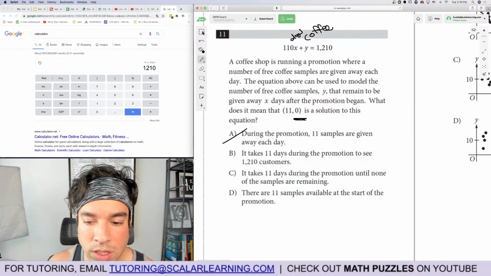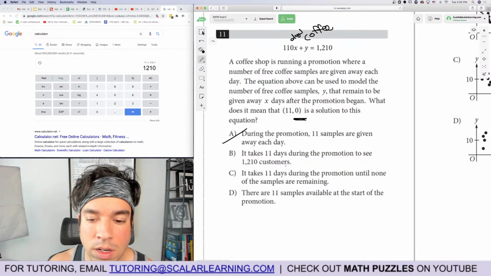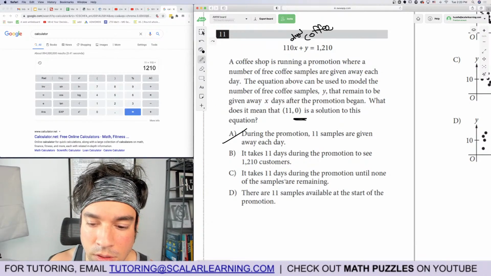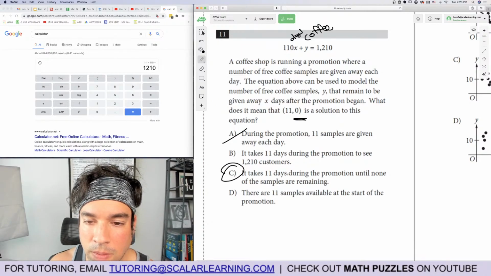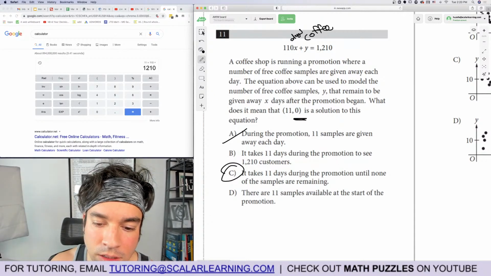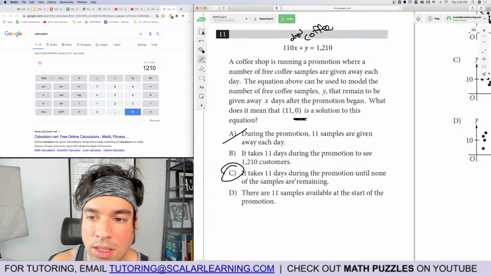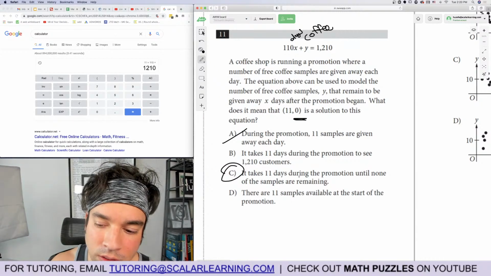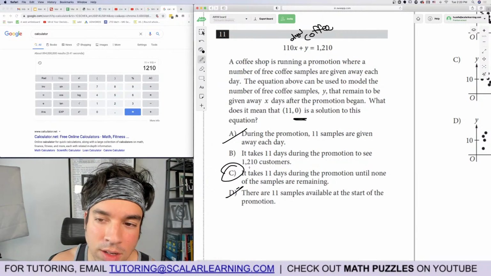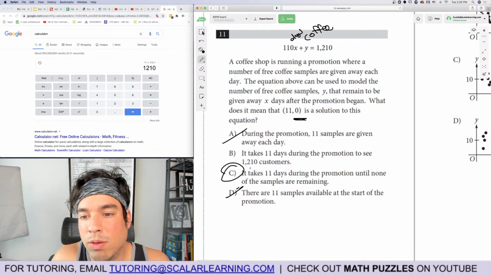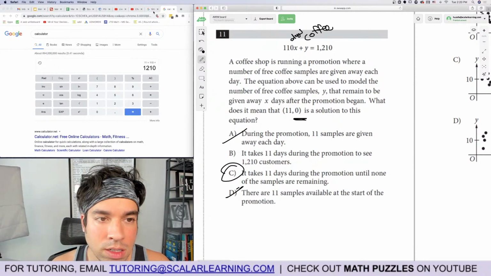No, we already know it's 110. No, not necessarily. Actually, maybe. Hold on, because it does take 11 days. Oh, no, it's this one, because this one is not exactly right, but this is exactly right. None of the y will be 0. No, this makes no sense. Yeah, not exactly 1210, because that's assuming we're giving everyone a free sample, and we're not necessarily doing that.